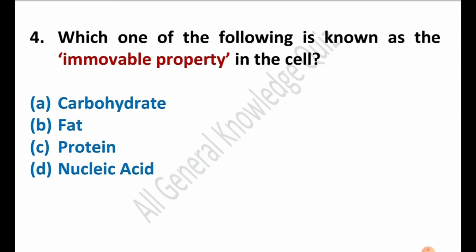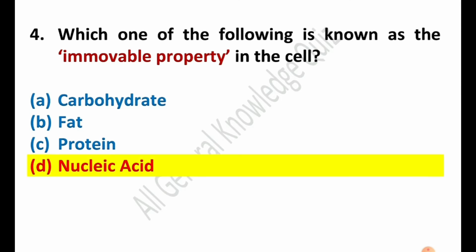Question number 4. Which one of the following is known as the immovable property in the cell? Option A, carbohydrate. Option B, fat. Option C, protein. Option D, nucleic acid. The answer is option D, nucleic acid. Nucleic acid is known as the immovable property in the cell.